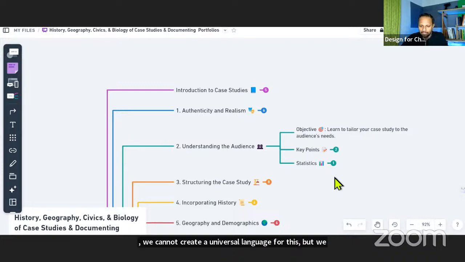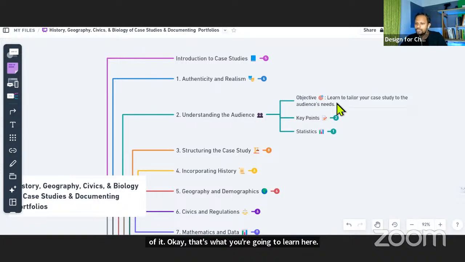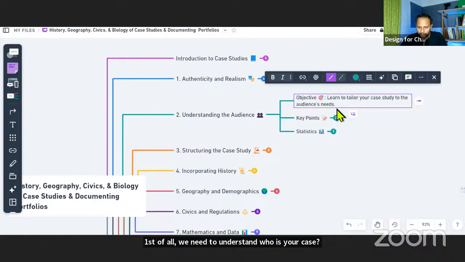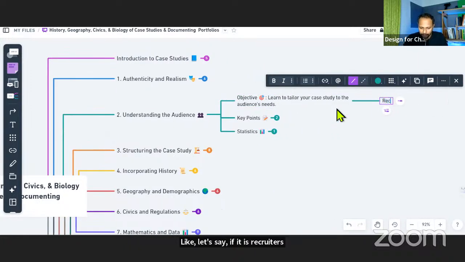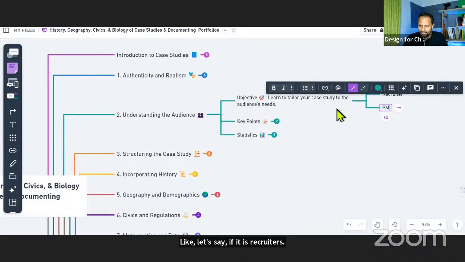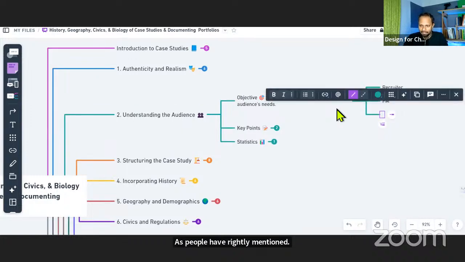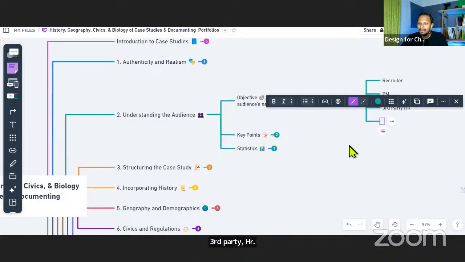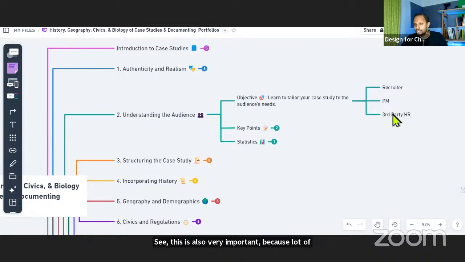So now let's go into this content. First of all, you need to understand who your audience is, and tailor your case study to the audience. Let's say it is recruiters, as people have rightly mentioned, product managers, or sometimes a third-party consultant, third-party HR. This is also very important because a lot of industries don't have retained HRs. They have contingency HRs. Contingency HRs means they'll be hired based on a need. It's like a third-party agency. Sometimes they will know design, sometimes not.